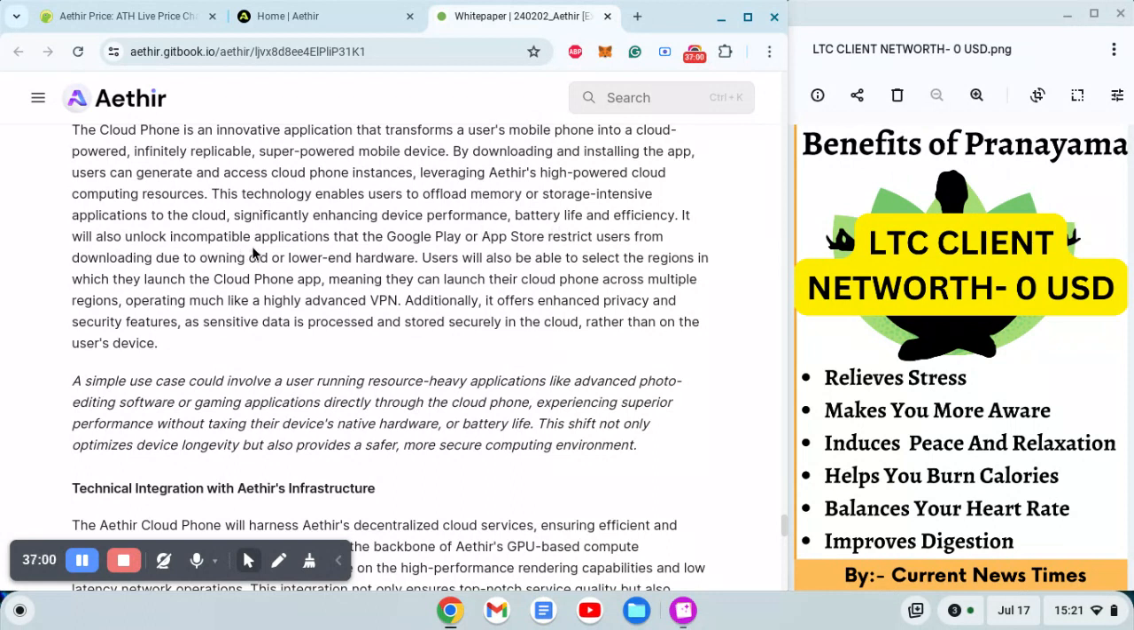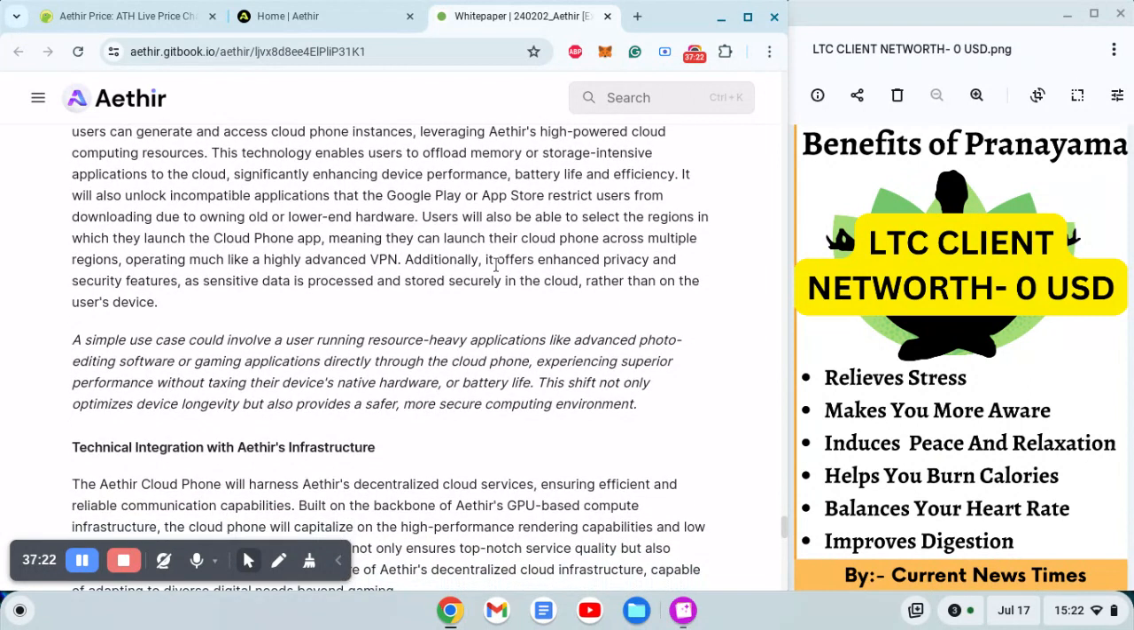It will also unlock incompatible applications that the Google Play or App Store restricts users from downloading due to owning old or low end hardware. Users will also be able to select the regions in which they launch the cloud phone app, meaning they can launch their cloud phone across multiple regions, operating much like a highly advanced VPN, which is pretty interesting. Additionally, it offers enhanced privacy and security features, as sensitive data is processed and stored securely in the cloud rather than on the user's device.